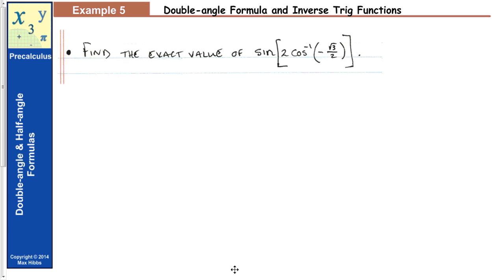Okay, now we have a combination of double angle formula and inverse trig functions. And so we're asked to find the exact value of the sine of 2 times inverse cosine of negative square root of 3 over 2.